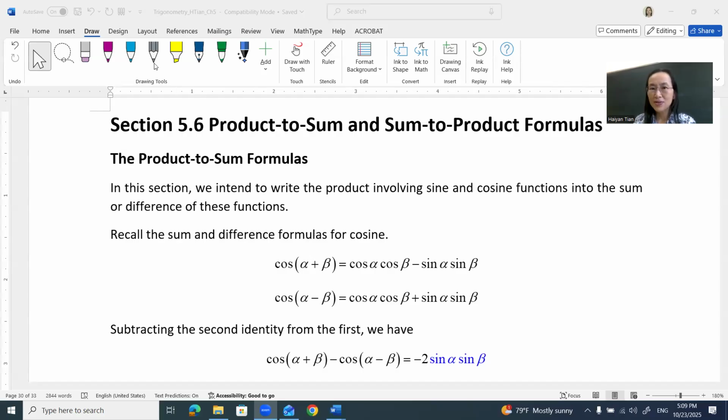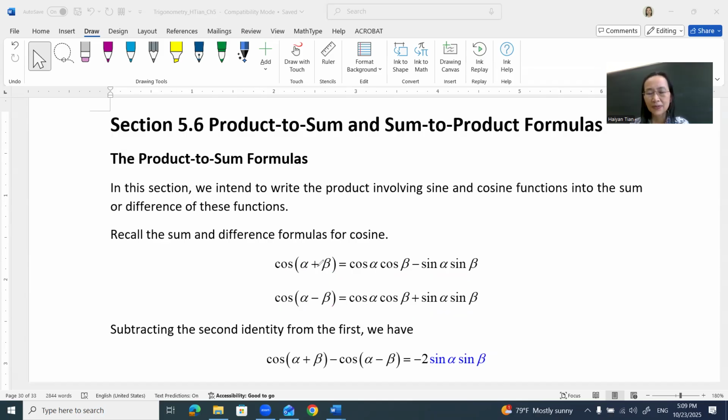Now the product to sum formulas. Later we will do sum to product formulas. But product to sum, let's start with the two formulas we know already. Here, the first one is cosine of a sum, cosine of a difference. And we know the two formulas.